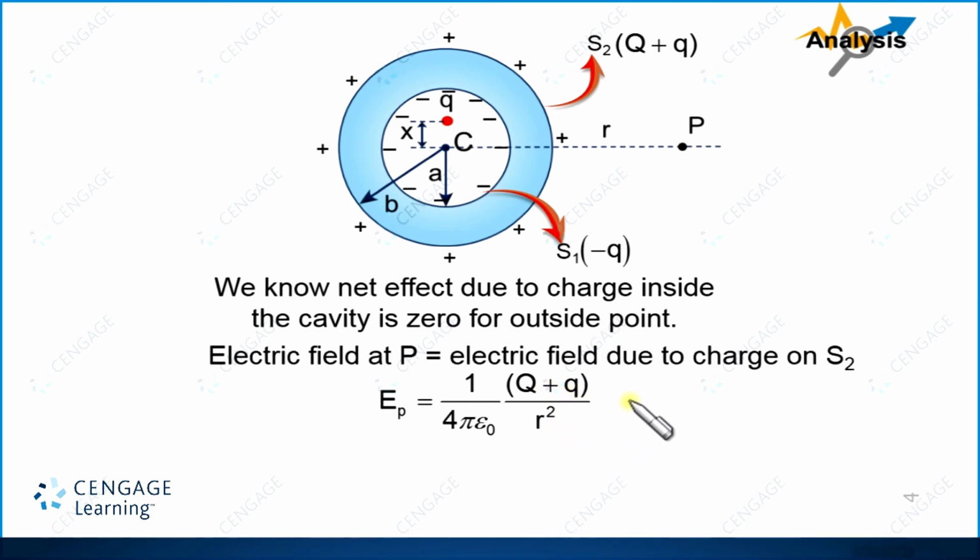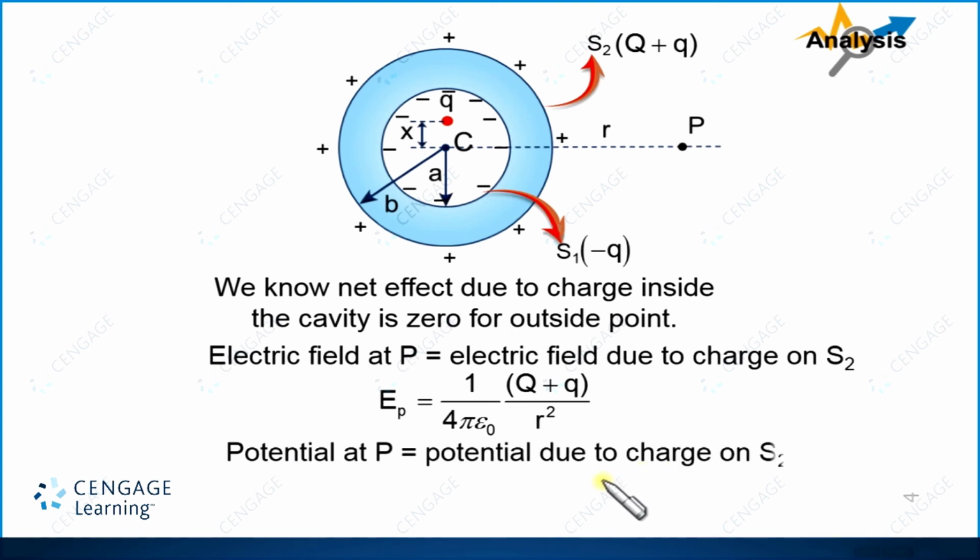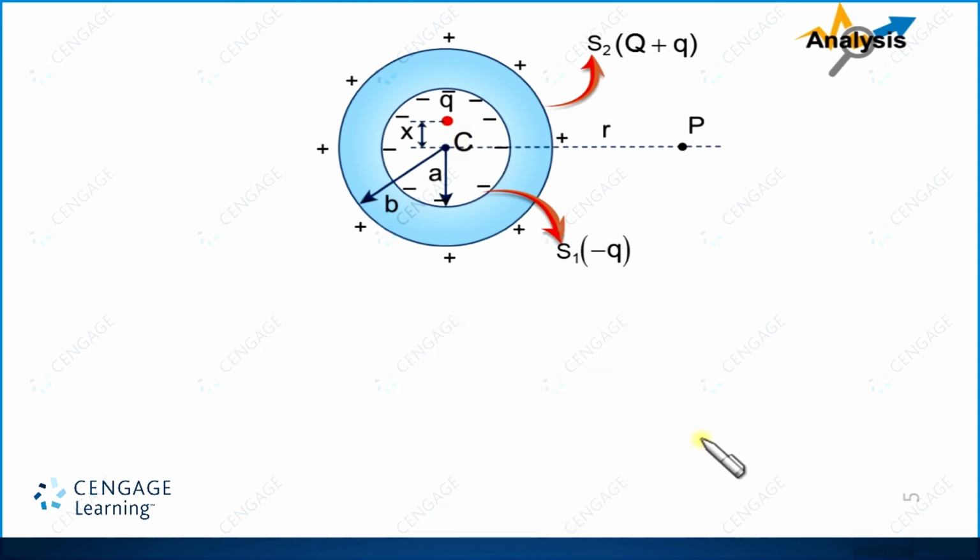Now come to the potential. Charge is the same, capital Q plus small q, and there will be no effect from the innermost charge and the charge induced. There will be an effect of this charge only. So we can write potential at P equal to the potential due to the charge at S2. So this value Vp is equal to 1 upon 4 pi epsilon naught, (Q plus q) divided by small r. Now let us calculate the electric potential at point C, that is the center of the cavity.